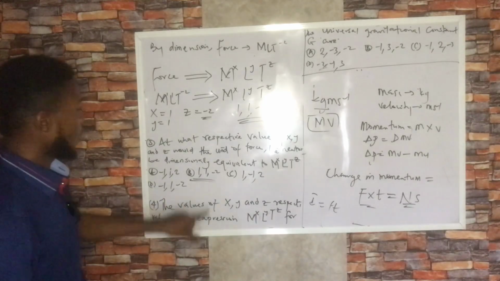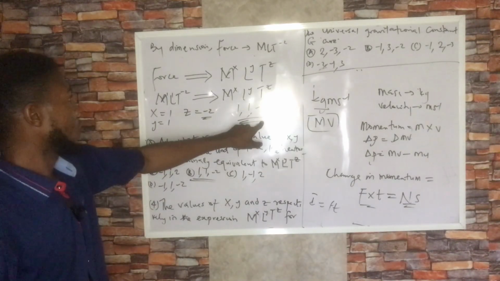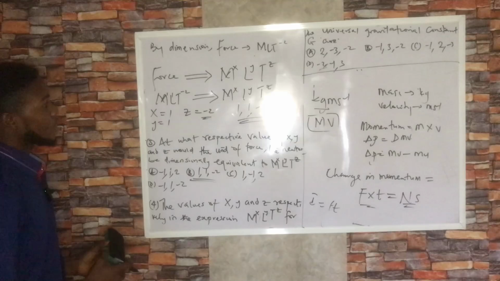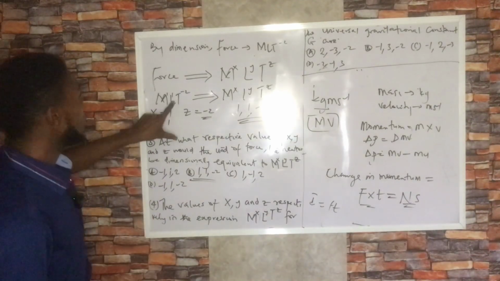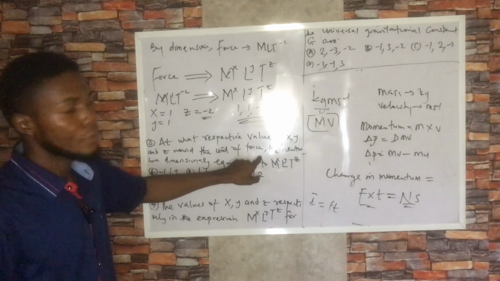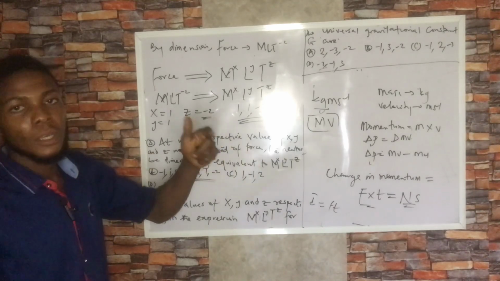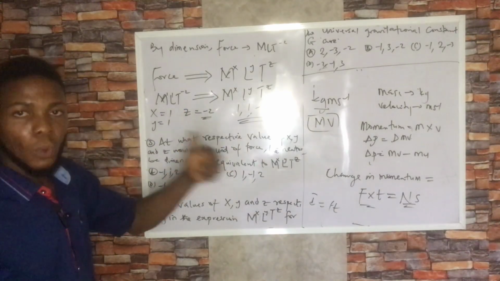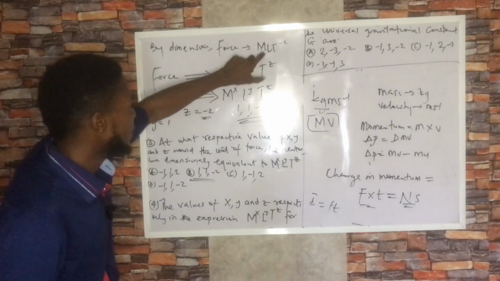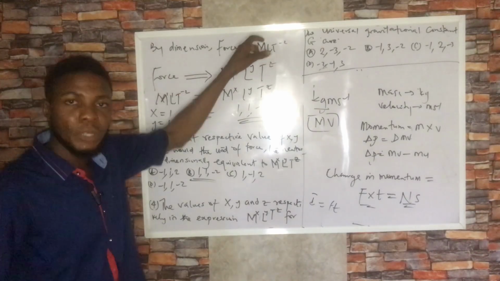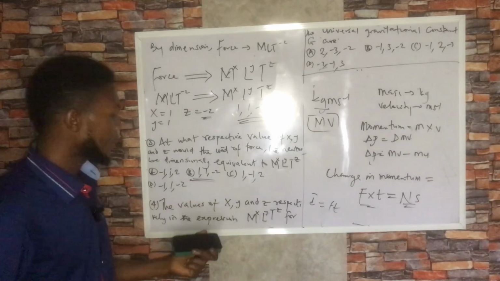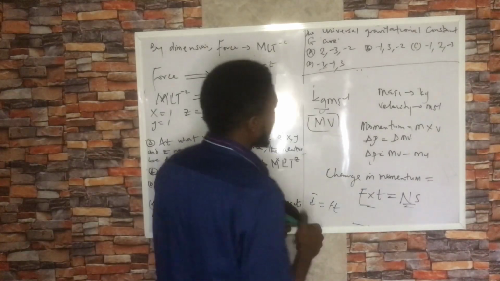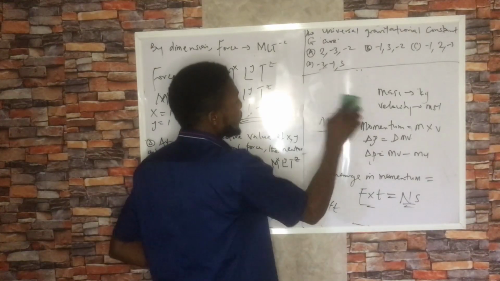Option B is correct. So in any case you have something like this, the first thing to do is look for the dimension of the unit given, be it pressure, stress, work, anything. You bring in their unit, then you compare with what they give to you. So here's another question. Let's quickly check through.